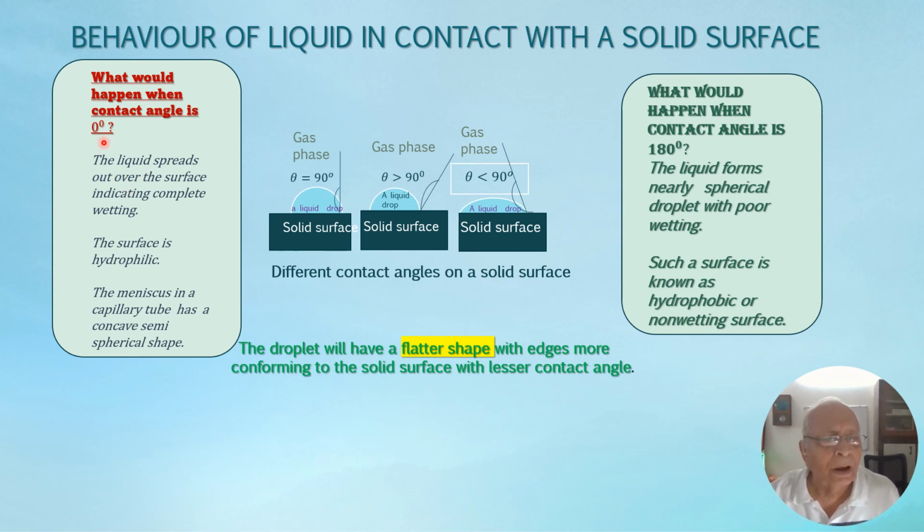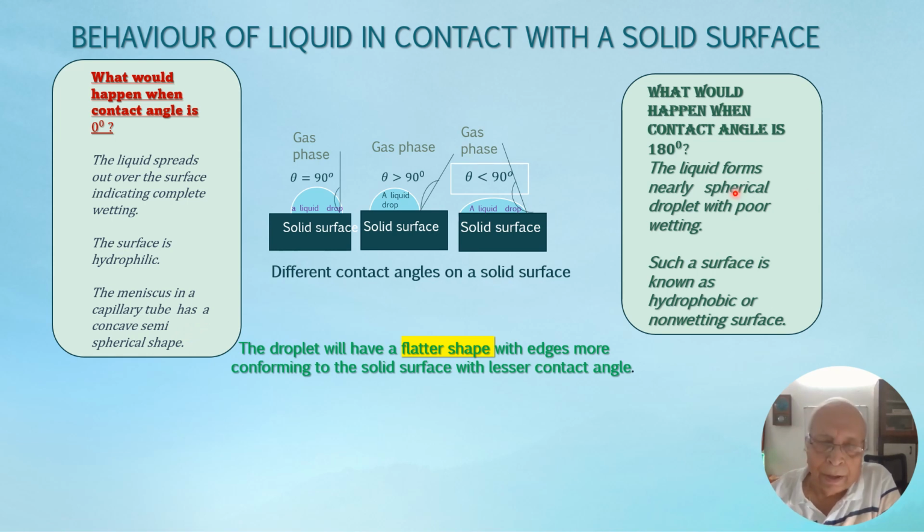So that's there. Now let us consider something more. If the liquid contact angle is 0, what will happen? Practically, a 0 contact angle may not be possible. Liquid spreads over the outer surface, indicating complete wetting. It is just spreading out of the liquid. Okay. Zero contact angle means the liquid will spread over there. And such a solid surface is known as a hydrophilic surface. It loves water. The meniscus in a capillary tube has a concave semi-spherical shape.